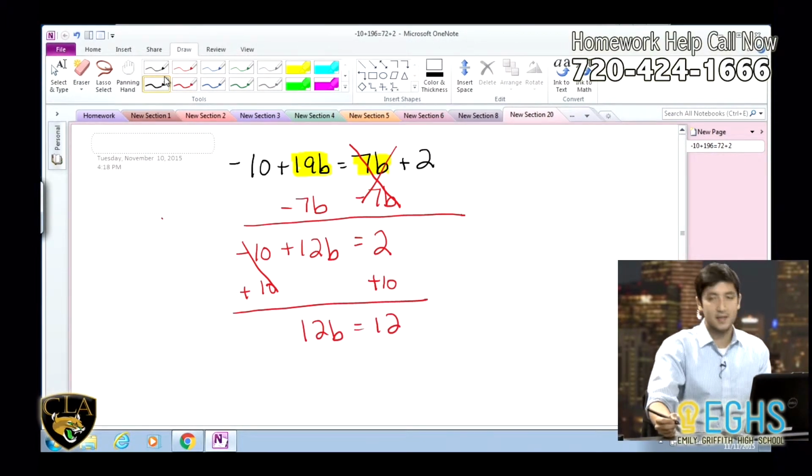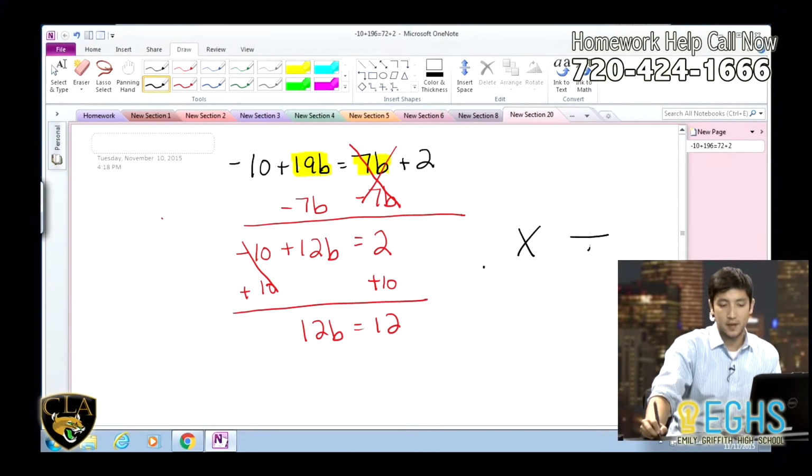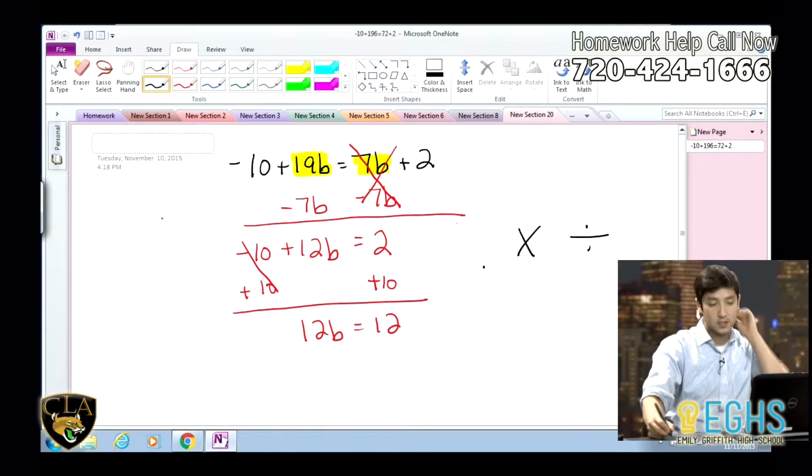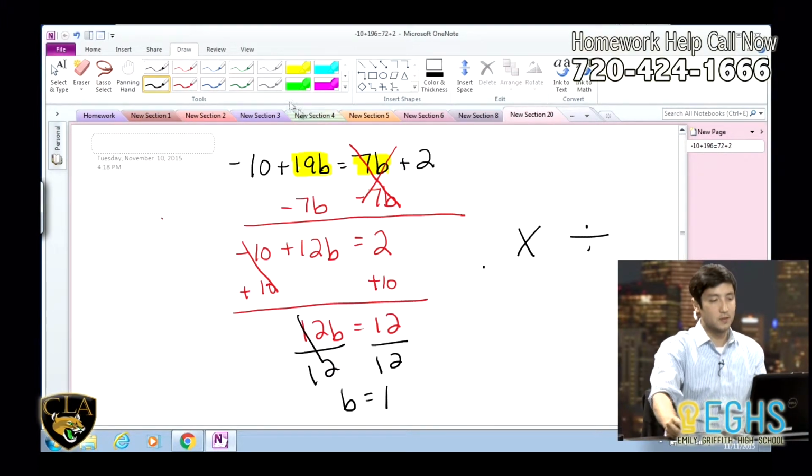So the last step here is, again, I want to isolate my variable b. If I have 12 times b, I need to do the opposite. If we have multiplication, the opposite of multiplying is going to be division, or the inverse operation. So if this is 12 times b, I'm going to divide. That cancels out my 12, and I get b equals 1. So that would be your solution.